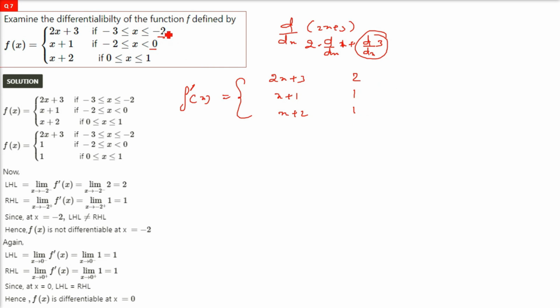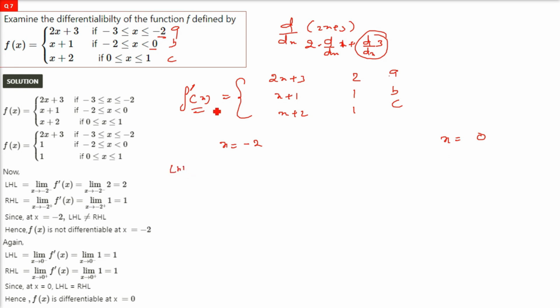Now the range will remain the same. Let me just call them A, B, C. I would not like to write again. So this is A, B, C. Now the left hand limit and right hand limit for the derivative we are going to find out. For f dash x, the left hand derivative and right hand derivative we are going to compute. So x equals minus 2 we will check, x equals 0 we are going to check. We cannot check for negative 3 and 1.